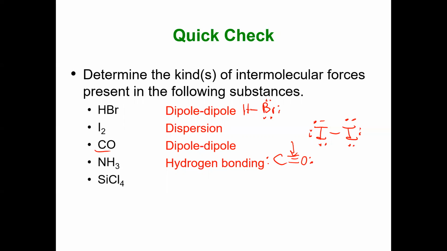Ammonia, hydrogen bonding. How did I know that? Well, we have a lone pair and a bunch of hydrogens bound to one of the three electronegative elements that it needs to be bound to for hydrogen bonding. Remember, those three are nitrogen, oxygen, and fluorine. What about silicon tetrachloride? That's dispersion.